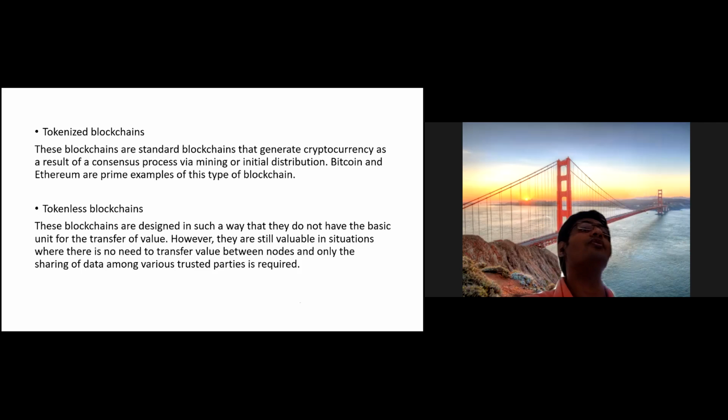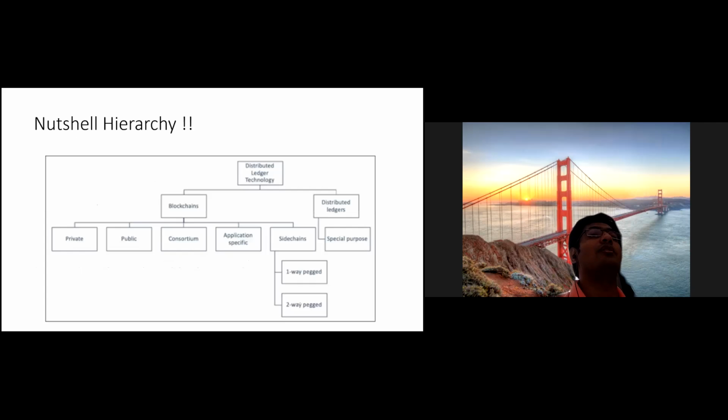For that, you are going to use the tokenless blockchain, right? And this, guys, is a nutshell of what the blockchain hierarchy looks like. On top there is a distributed ledger, then there is a blockchain. You can use multiple types of blockchain, and various special-purpose ones as well, right? So just to give you a glance.